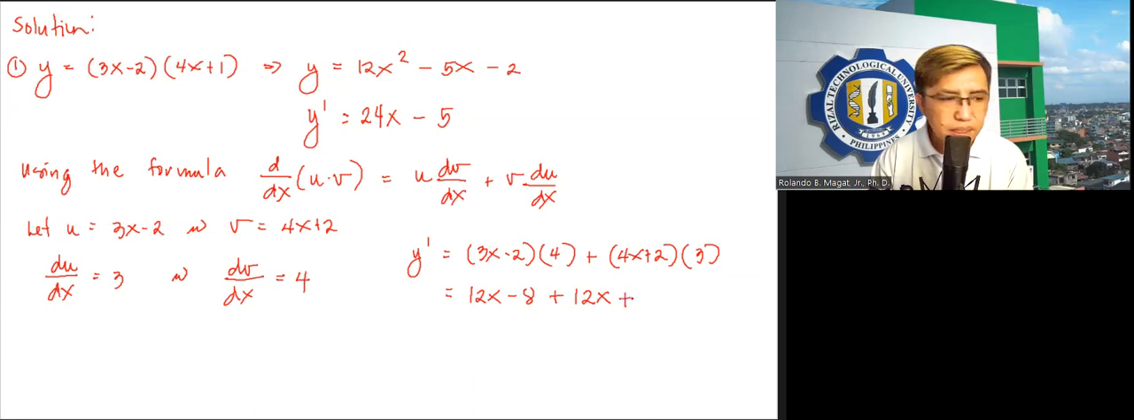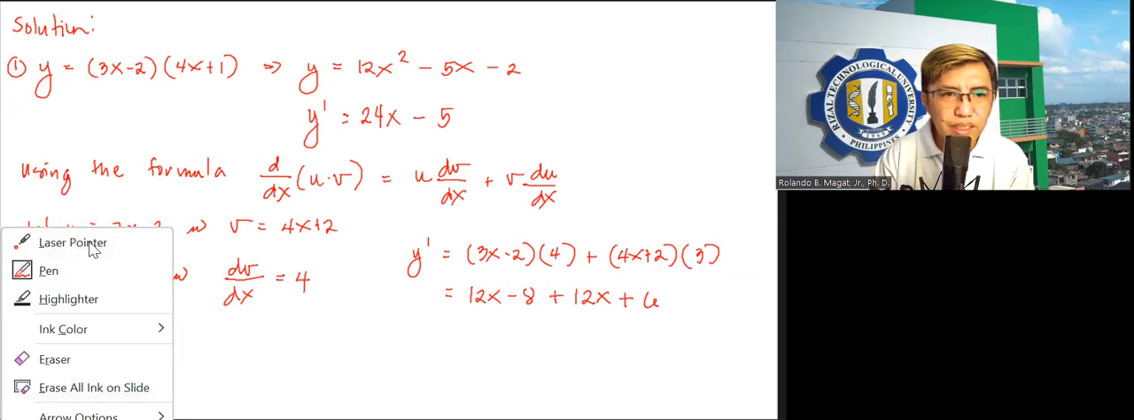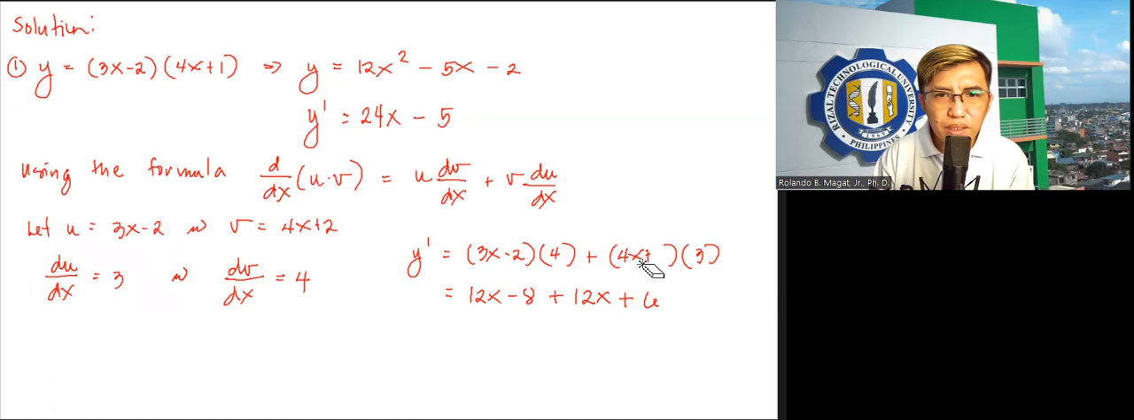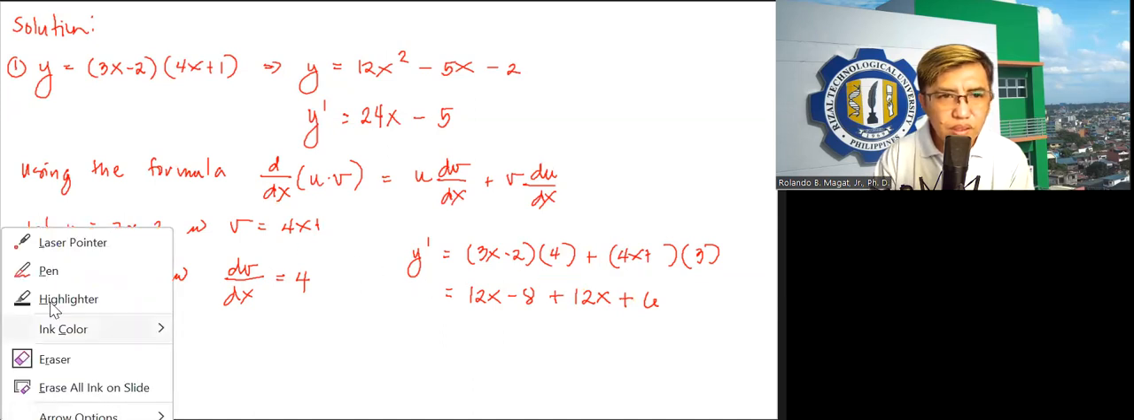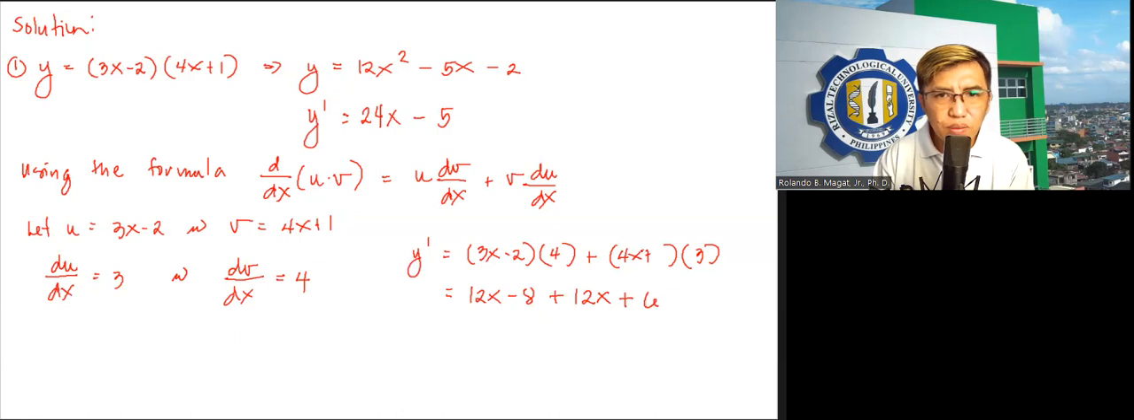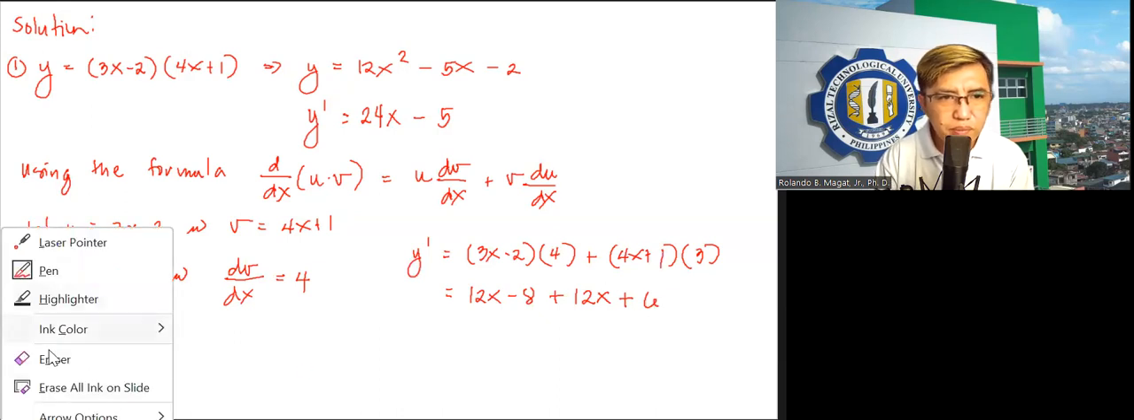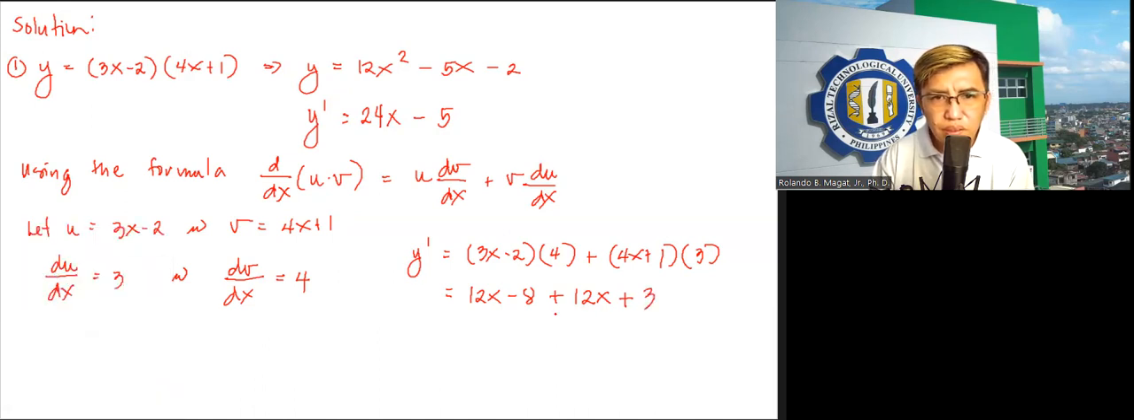plus 6. 1 pala yung isa, sorry. Ano naman tayo, budulin na naman ako. So 1 pala to. So 1 yan, 1. So 3 nga yan. Okay? So that y prime is 24x minus 5. Okay? Notice that we arrived at the same answer.